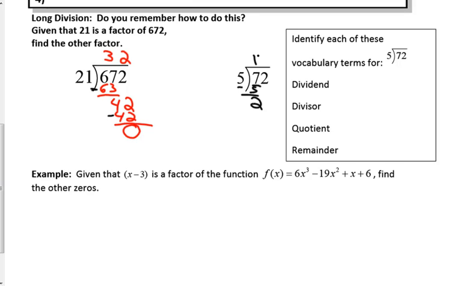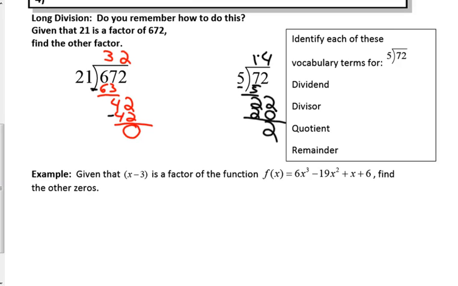Then you bring down, if you have anything else over here, I'm going to bring that down. How many times does 5 go into 22? 4 times. 4 times 5 is 20. So my remainder is 2. You don't have to do that part. All I want you to be able to do is recognize what a remainder is. That's all you need to do.